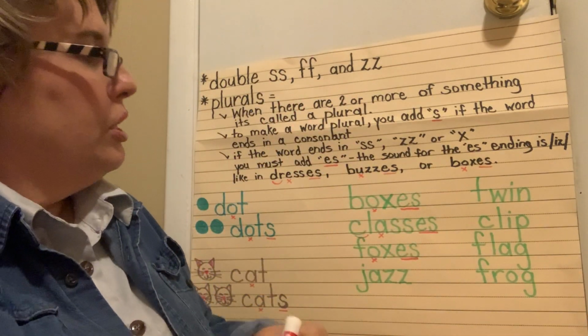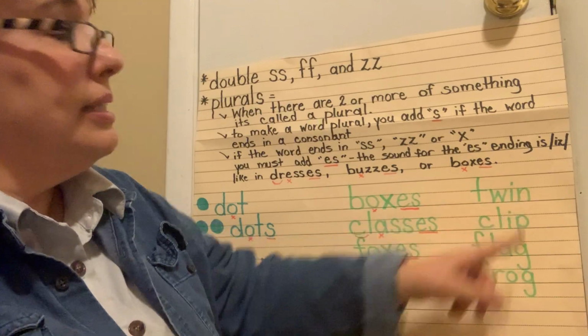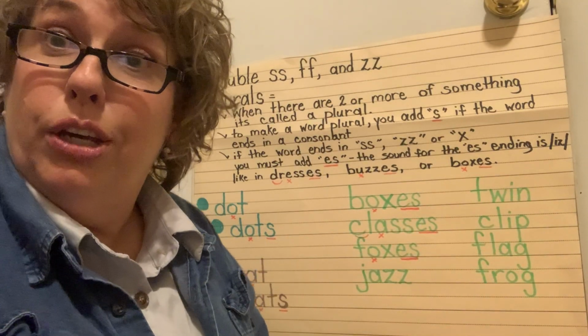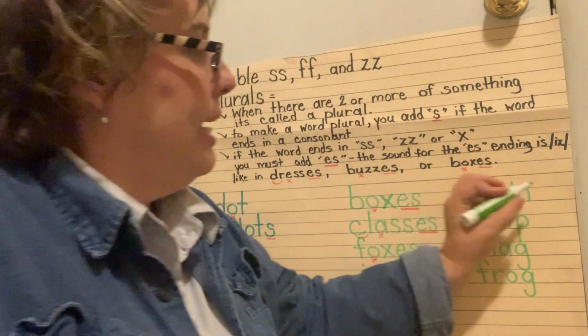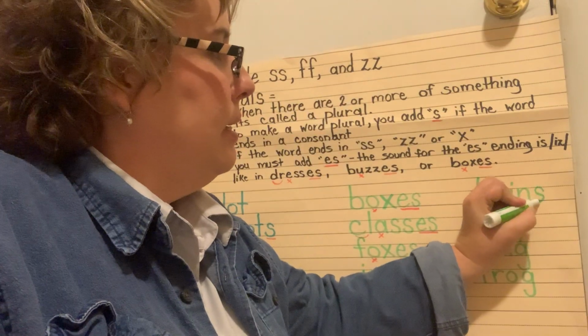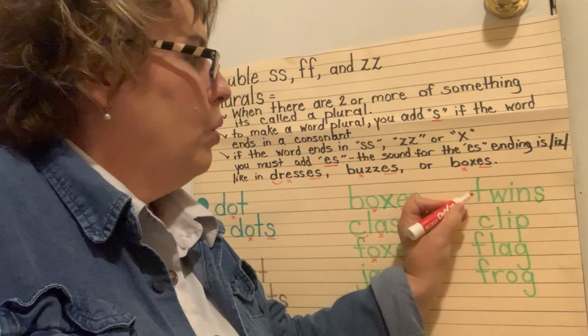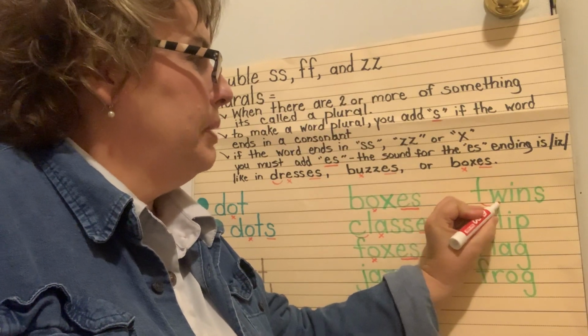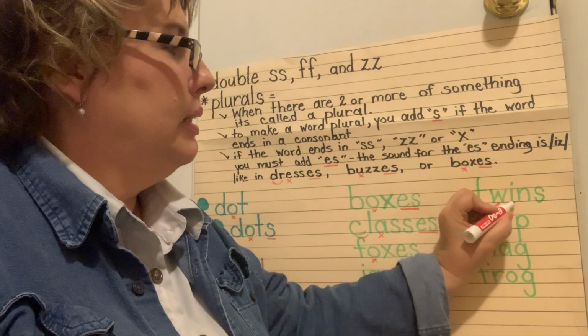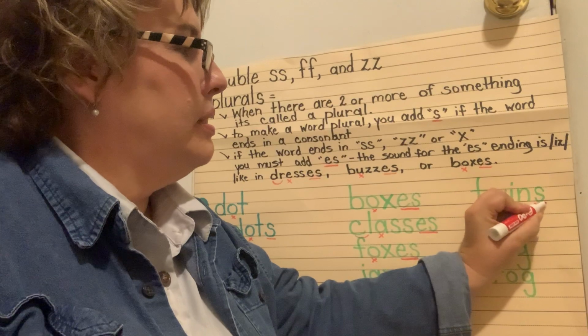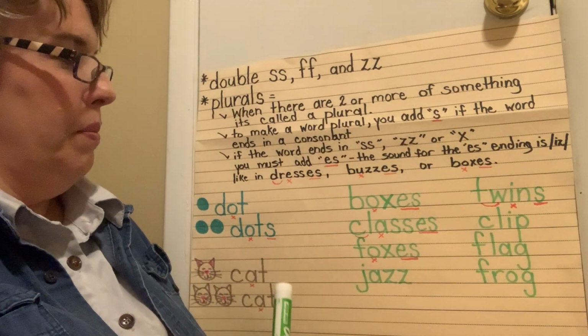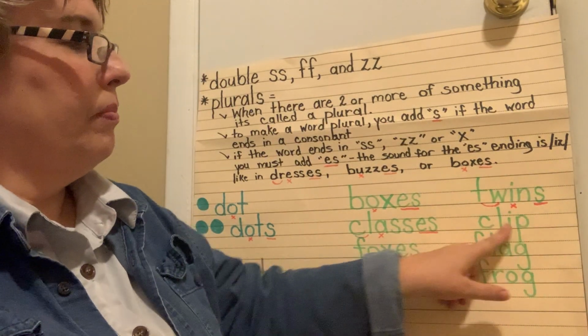Twins. So it ends in a consonant. N is a consonant. So what do we do? We just add an S. That was easy. So let's prove our word. We're going to mark the blend. Ends. Good job.